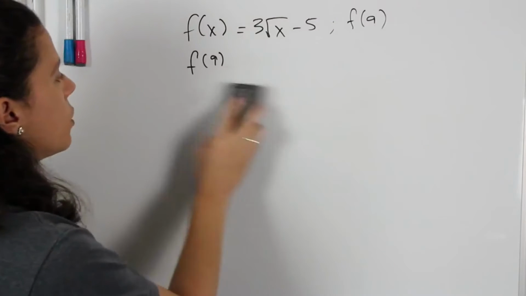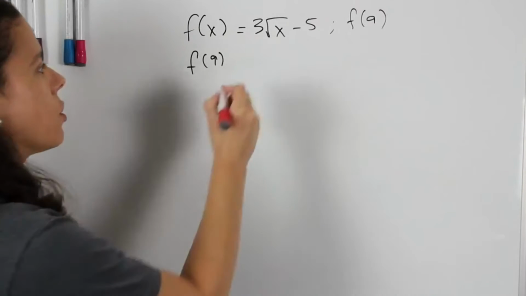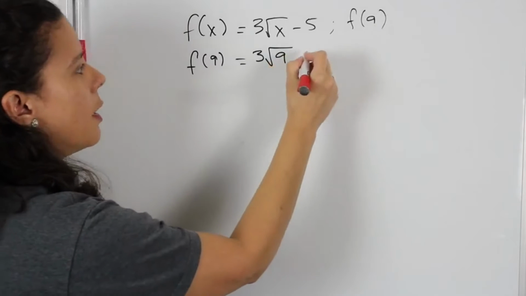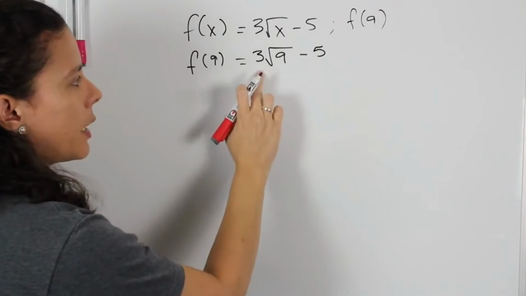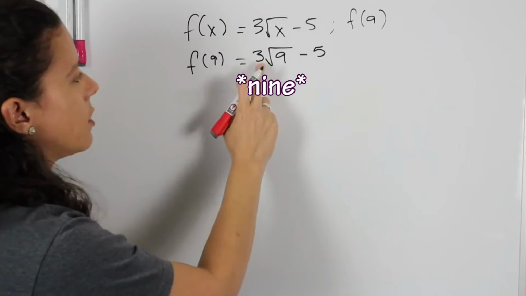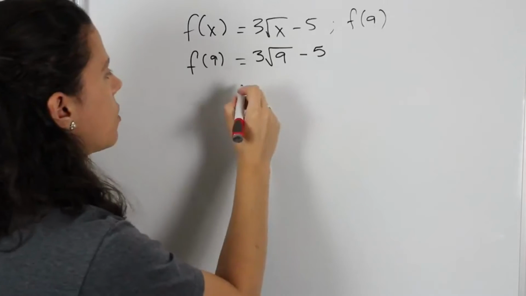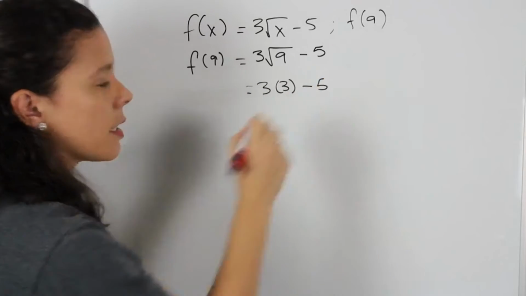But what we're going to do is replace the x for 9. So we rewrite this as 3 root of 9 minus 5, all right? Now, this is a multiplication. This is not the cubic root of 3. This is just 3 times root 9. The root of 9 is 3. So we do 3 times 3 minus 5.